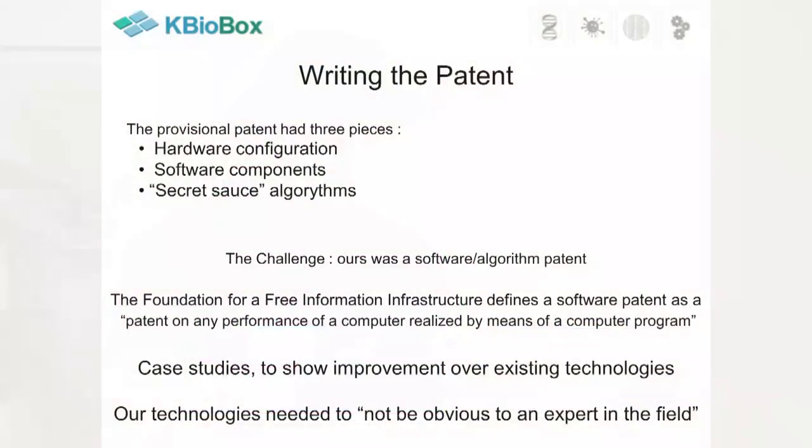All right, so then moving on, we got to writing the patent. And this part is scary in a different direction, right? Fortunately, we had the help of the lawyers at Morris, Barnes, Brown, and Pendleton up in Waltham, and we had some fantastic lawyers up there who had a good handle on the computational and the biological side, so they got us through it. But as I said, the provisional patent, we had the three pieces: the hardware piece, the software piece, and our secret sauce algorithms.